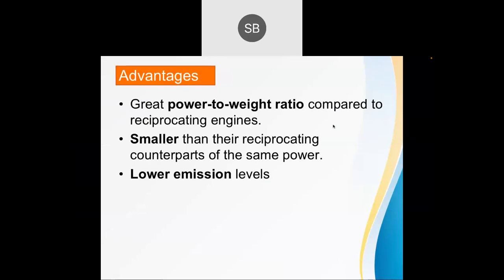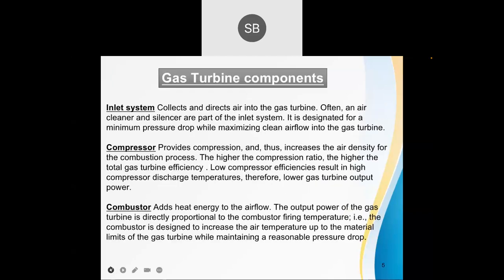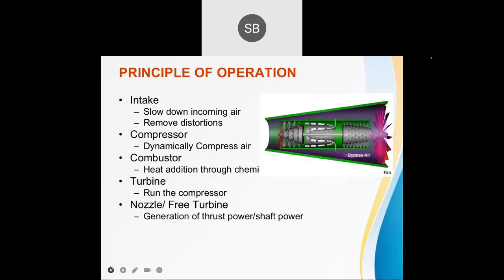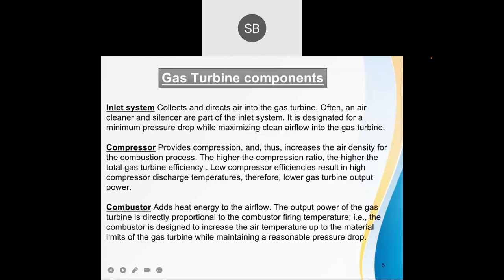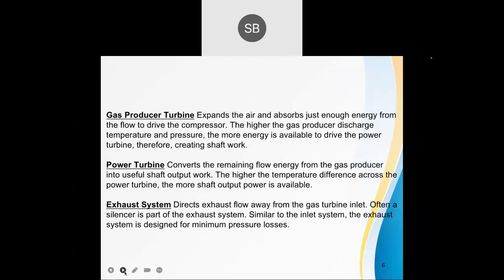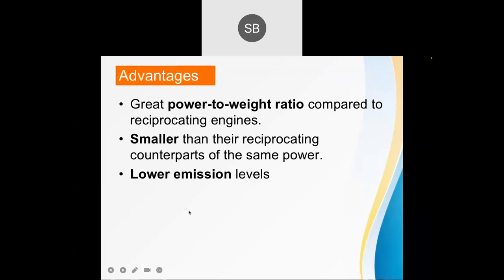In the last lecture, we saw what is meant by a gas power plant, what a gas turbine is, and the schematic or general layout of a gas turbine power plant. It has three main components: the inlet system, compressor, combustor, and the turbine. Now, what are the advantages of using the gas power plant?